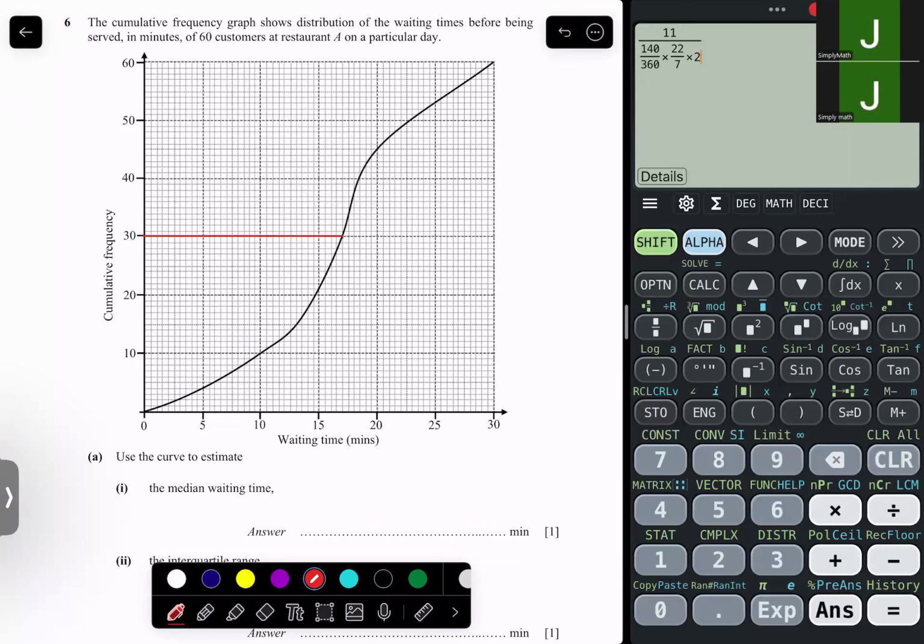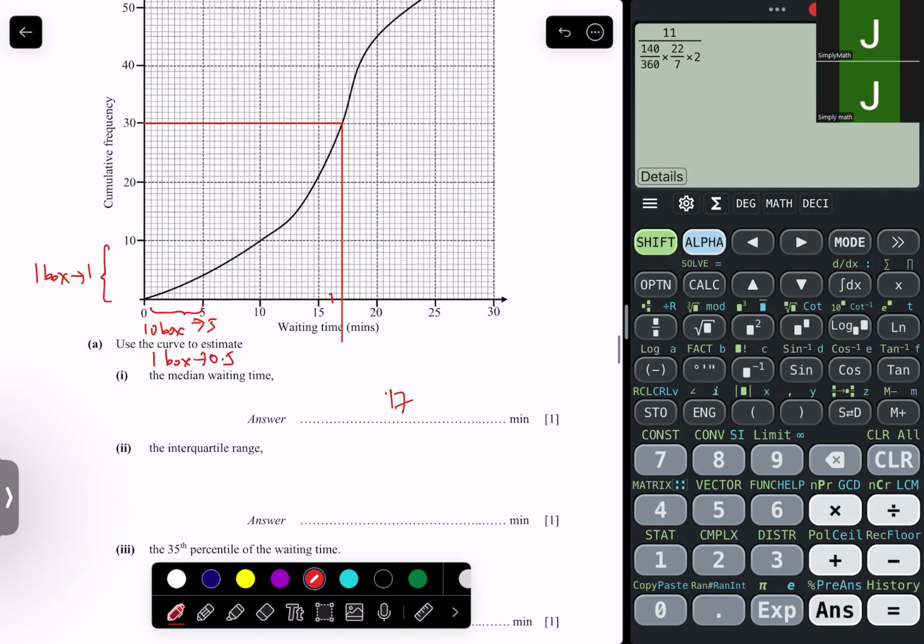Right, 15. Here on the y-axis, 10 boxes represent 10, so 1 box represents 1. On this one, 10 boxes is 5, so 1 box is 0.5. So 15, 16, 17. Median waiting time, 17 minutes.